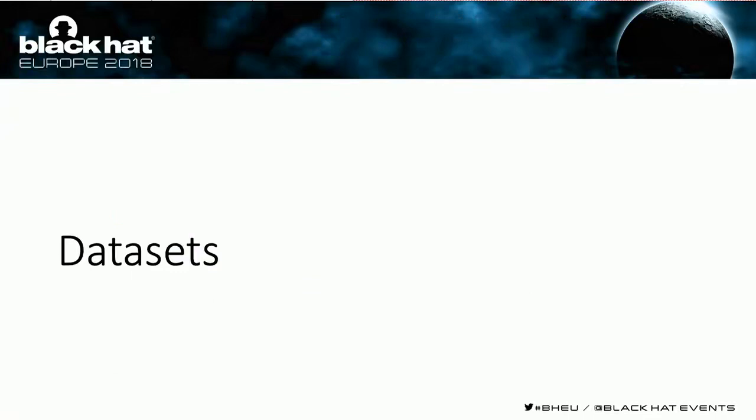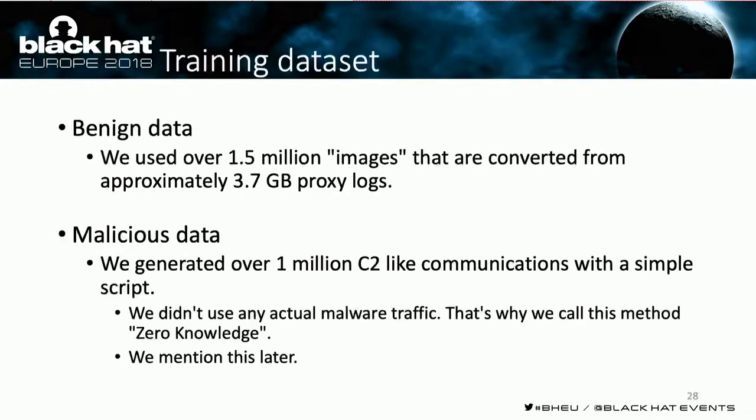Next, we will explain datasets for training and testing our models. First, let me explain the training dataset. We use over 1.5 million images that are converted from approximately 3.7 gigabytes of proxy logs for benign data. And for malicious data, we generated over 1 million C2-like communications with a simple script. We didn't use any actual malware traffic for training data. That's why we call this method zero knowledge. We will mention this later.